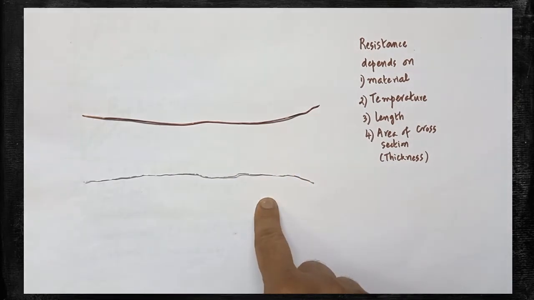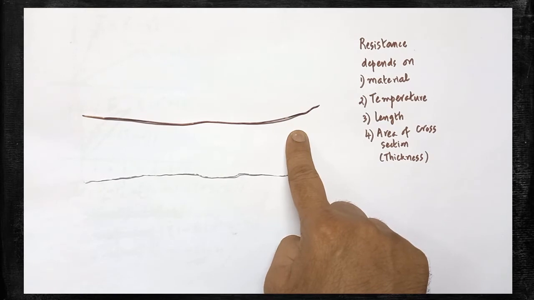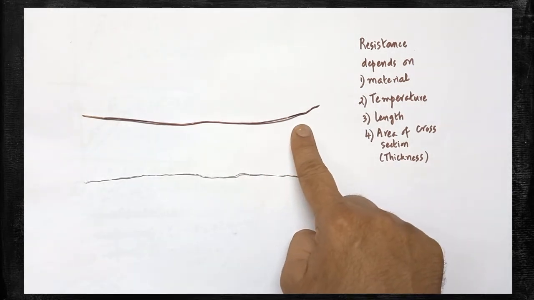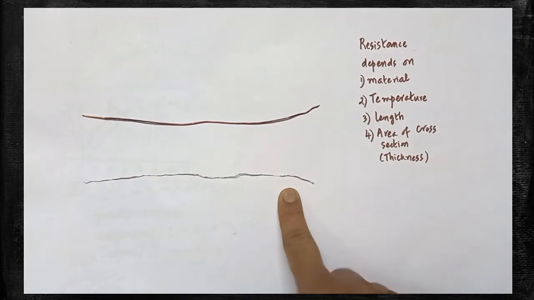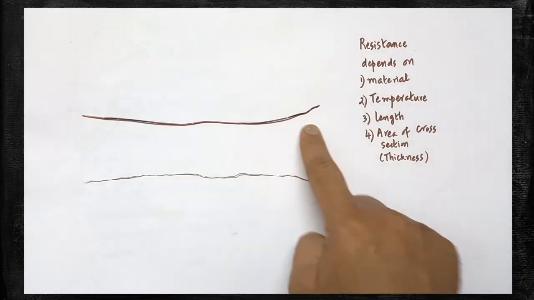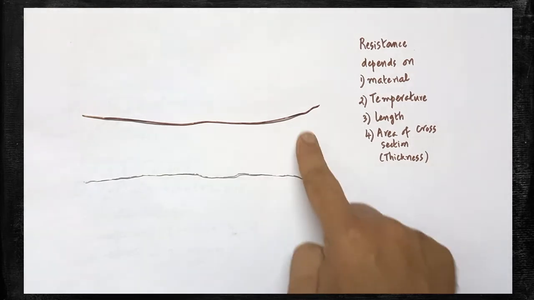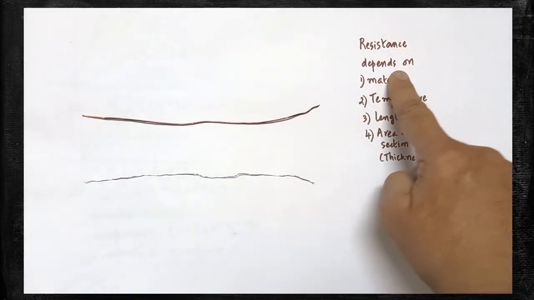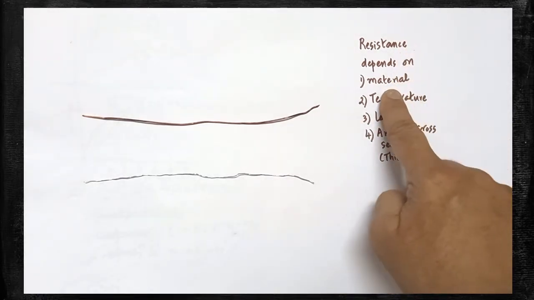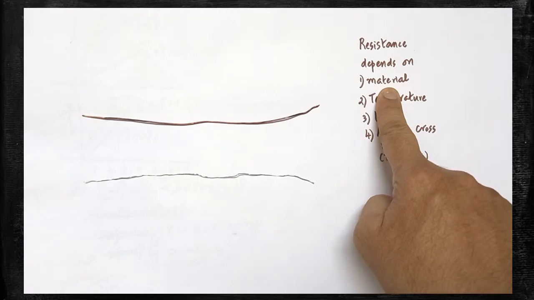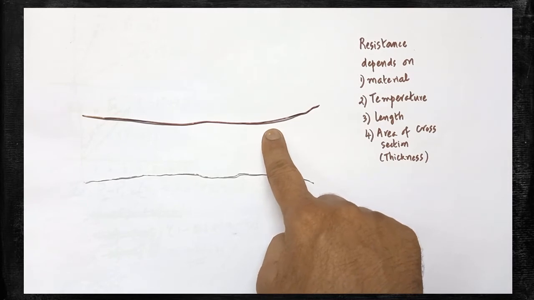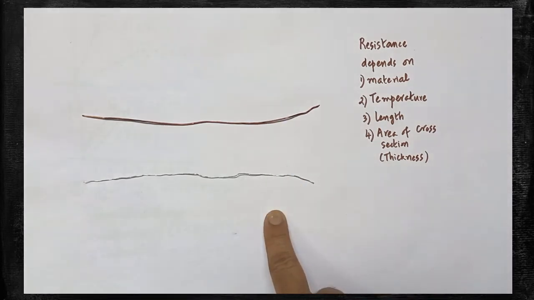Both of them will oppose. Copper also will oppose the flow of electricity and nichrome also will oppose the flow of current. But the resistance offered by the copper will be less, and the resistance offered by the nichrome will be more. Though they have the same length, depending on the nature of the material, the value of resistance will change. So the resistance of the wire or conductor depends on the nature of the material. As I have told earlier, copper will offer less resistance and nichrome will offer more resistance.